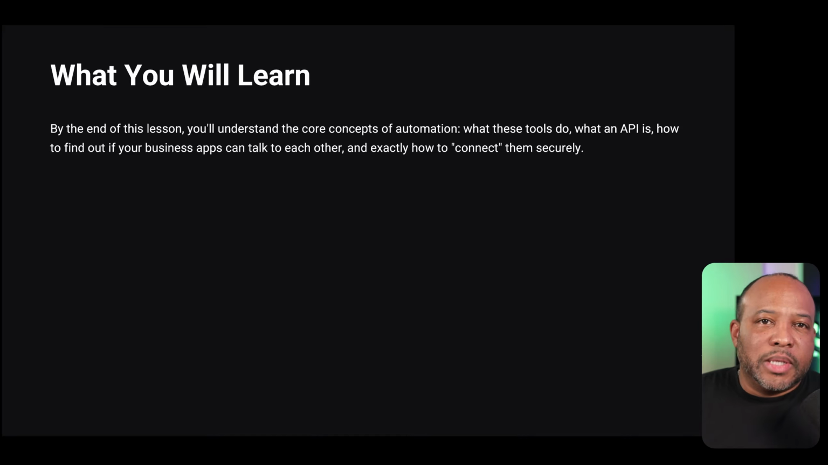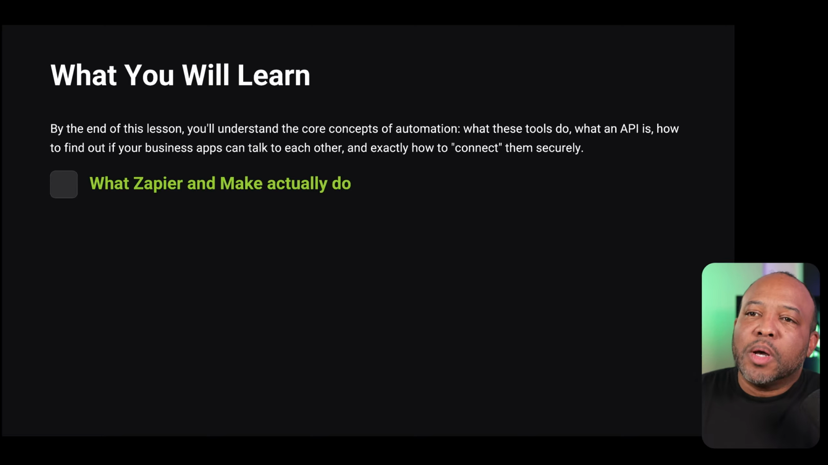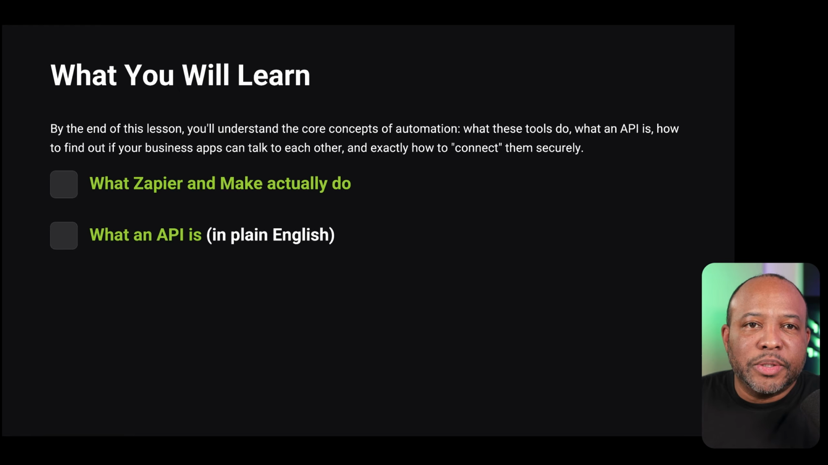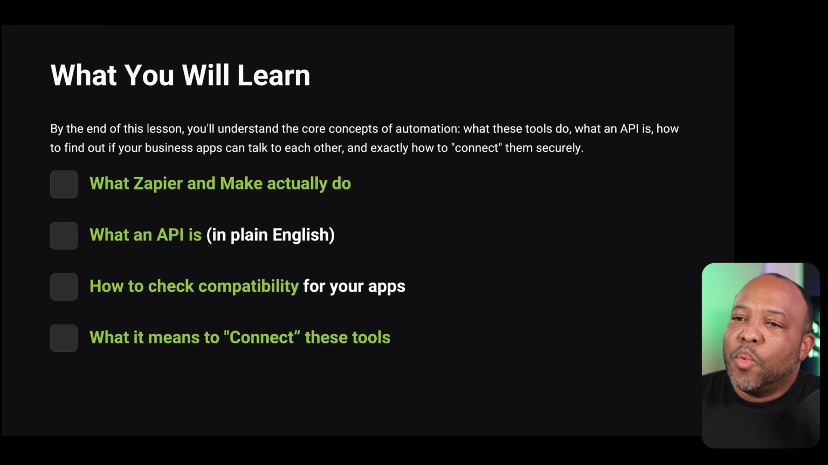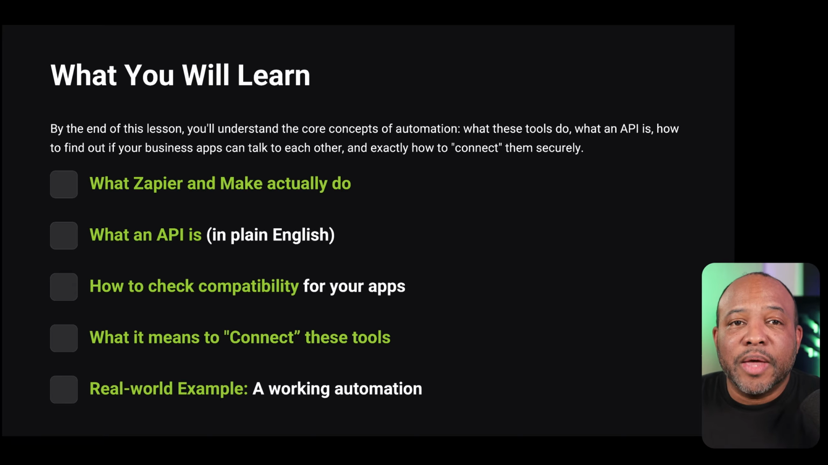By the end of this lesson, you'll understand the core concepts of automation, what these tools do, what an API is, how to find out if your business apps already talk to each other, and how exactly to connect them securely. So we'll talk about what Zapier and Make actually do, what an API is, which I'll explain to you in plain English, how to check compatibility amongst your apps, what it means to connect these tools together, and finally, I'll show you a real-world example of a working automation that I've built.